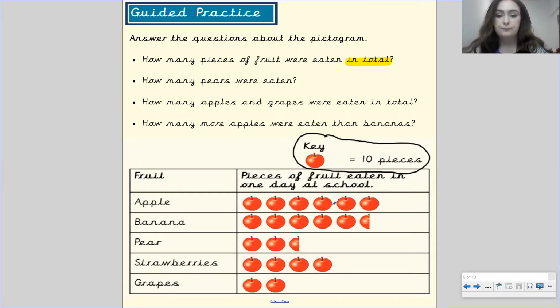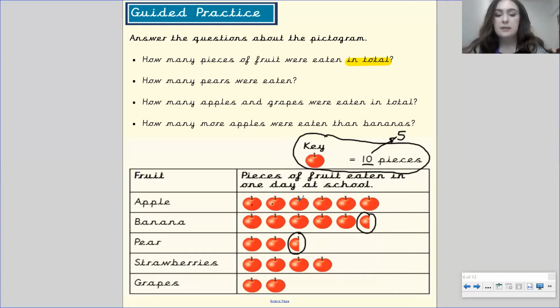Now you may have noticed that we have got a half an apple here and half an apple here. Now that means because there's half a picture of it, it means it's going to be half of whatever is here. And half of 10 is what? Well done, it's 5. So what we can do is we can leave these ones to the end and then add them in once we've counted up, because we're going to count up in tens. So let's do that together.